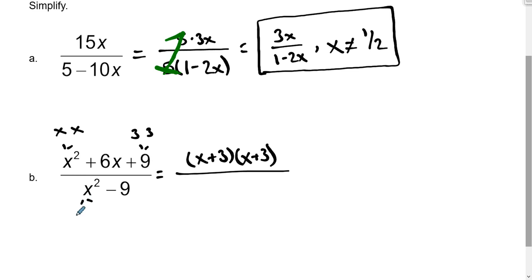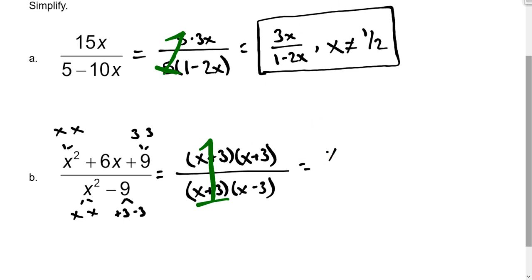Amazing. So we got our little x and x over here, and we got plus 3, and we got a minus 3. So this is going to be x plus 3 times x minus 3. And if I go to simplify this, well, looky there. I got a factor of x plus 3 over a factor of x plus 3. So guess what those two things become? A 1. So all I'm left with is just x plus 3 over x minus 3.